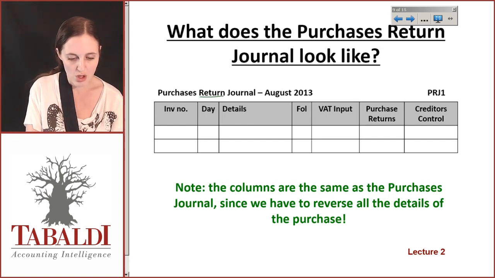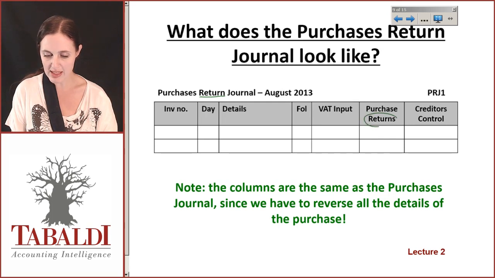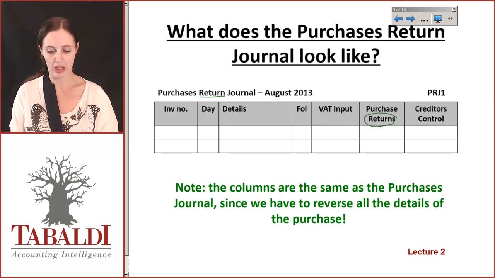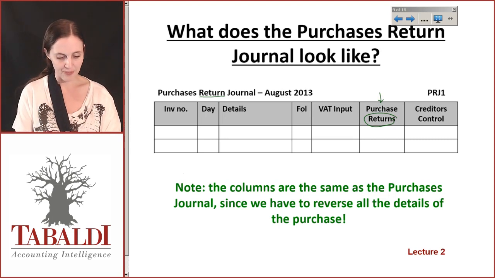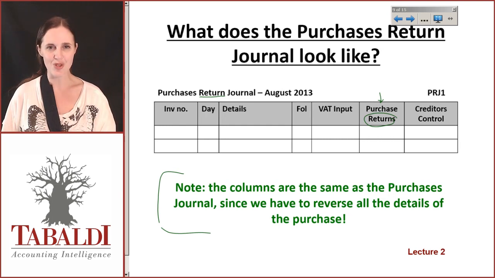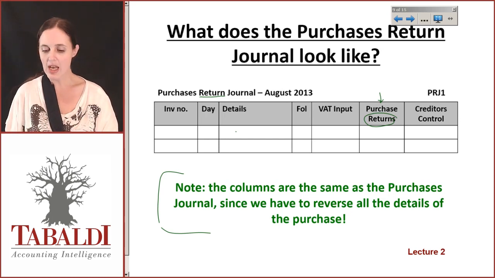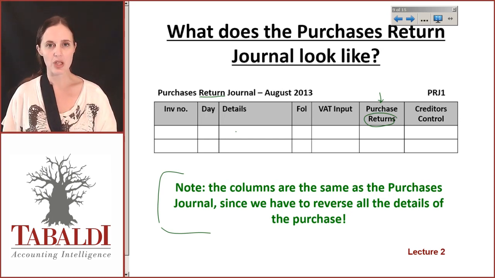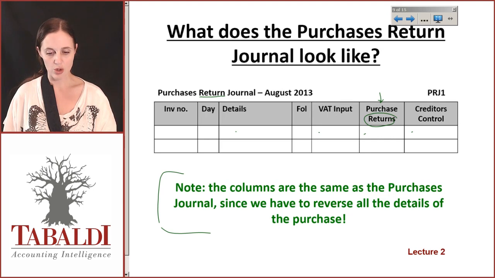So my purchase return journal is in a format very much the same as our purchases journal, except obviously we're talking about the purchase returns rather than the purchases. Again, note the columns are the same as the purchases journal since we have to reverse all the details of the transaction. So in the purchases journal, we have recorded who we bought it from and the amount, etc. And in this case, I need to make sure that I've reversed all that out, that I decrease the right amount of VAT, the correct amount of purchases, and the creditors control as well.